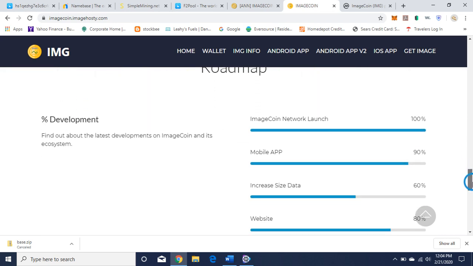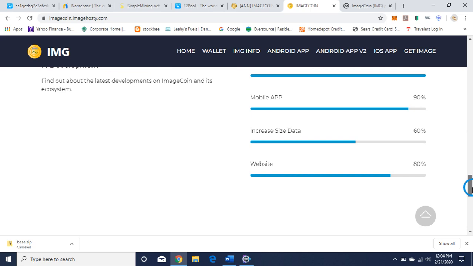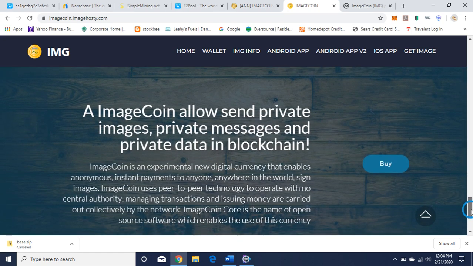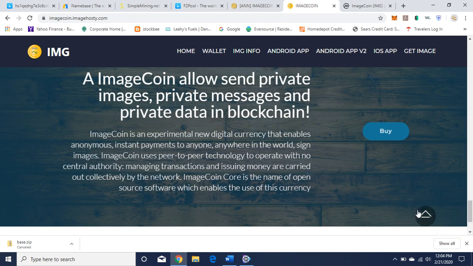Here's the roadmap: ImageCoin network launch, mobile app, increase size data, and website. You can check that out when you get a chance. ImageCoin allows you to send private images, private messages, and private data in blockchain. ImageCoin is an experimental new digital currency that enables anonymous instant payments to anyone, anywhere in the world. ImageCoin uses peer-to-peer technology to operate with no central authority. Managing transactions and issuing money are carried out collectively by the network. ImageCoin Core is the name of the open source software which enables the use of this currency.